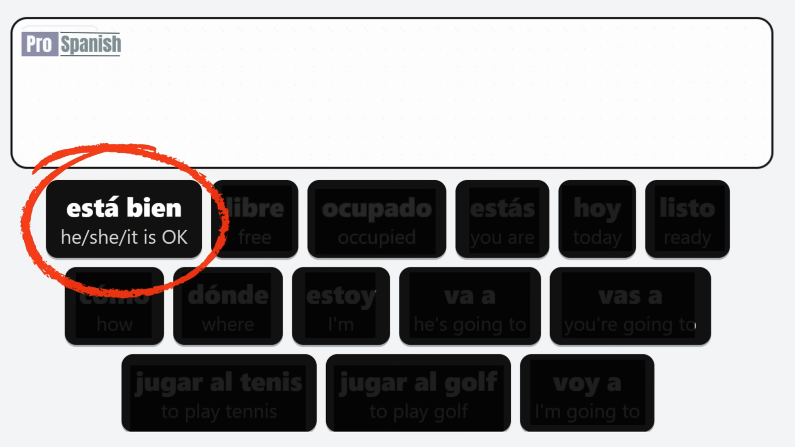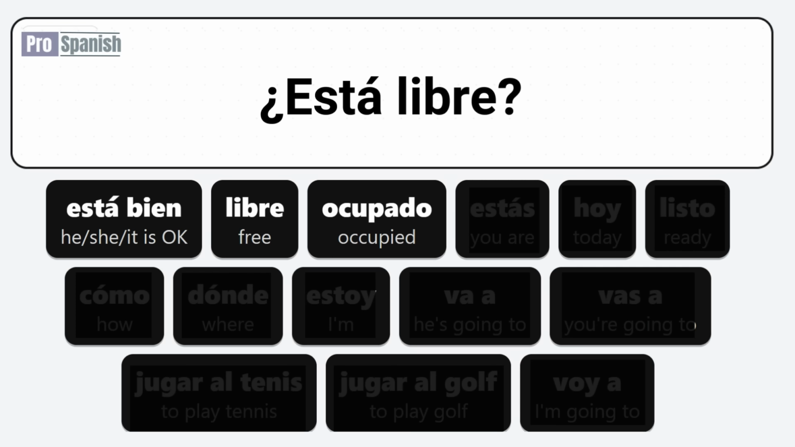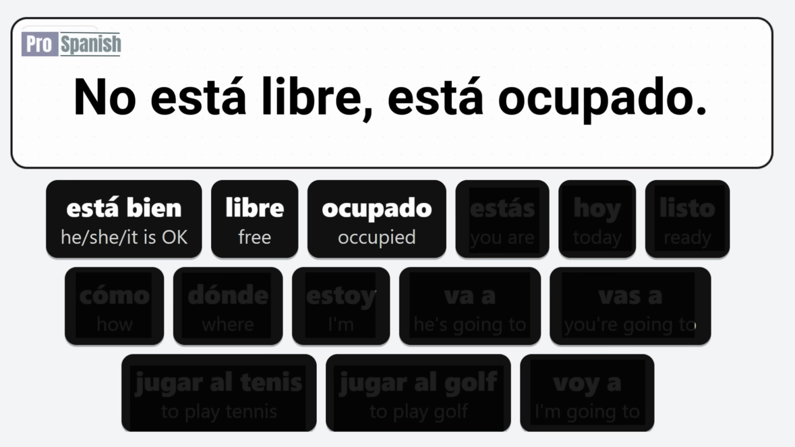Let's have a look at these next two. Libre and ocupado. It could be a seat in a bar that's free or taken, occupied. Libre, ocupado. And how would you ask the question? Maybe talking about a seat. Is it free? So instead of, is it okay? How would you ask, is it free? ¿Está libre? And maybe the answer is, it's not free, it's occupied. What would that be? No está libre. Está ocupado.